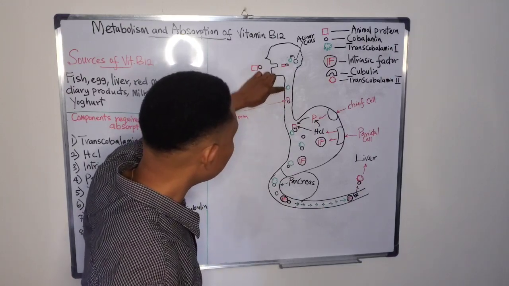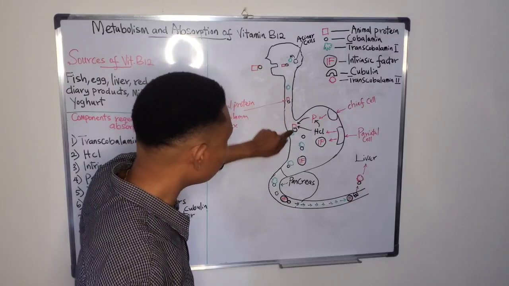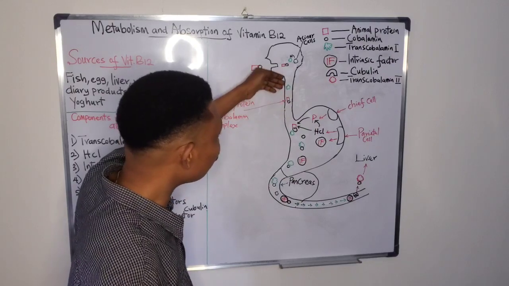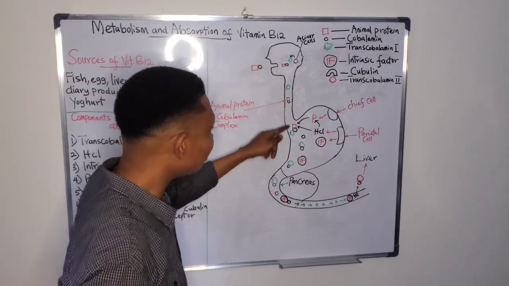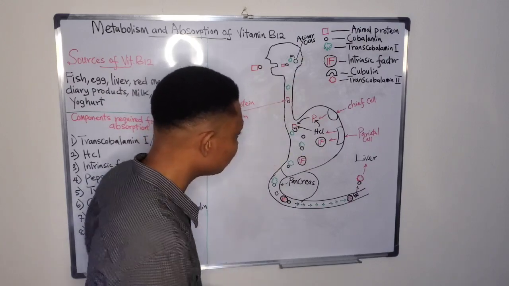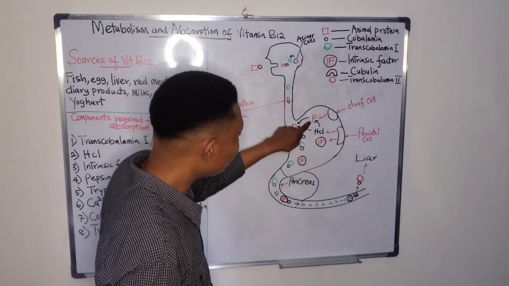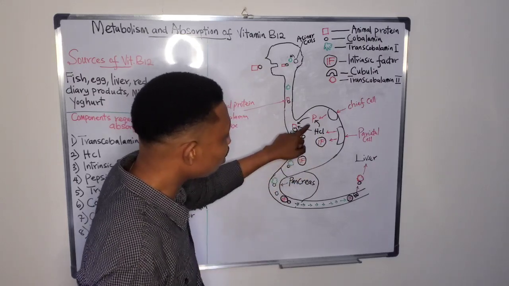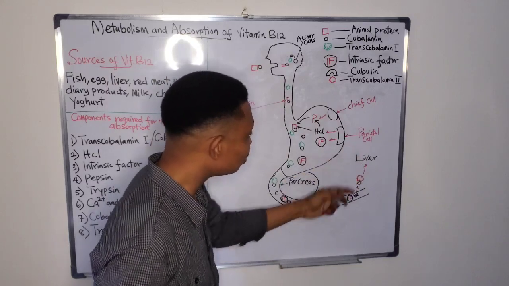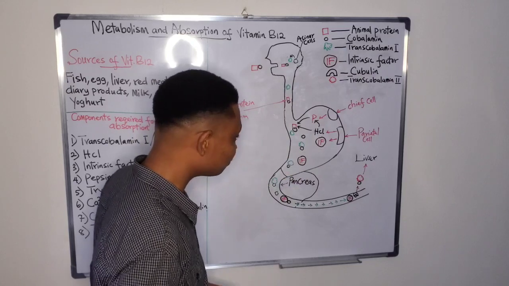So when this complex moves down through the esophagus, the transcobalamin 1 will follow it, will be going down with it. And then on getting to the stomach, this is the chief cell. The chief cell will secrete pepsinogen. So P represents pepsinogen. And then the parietal cell will secrete hydrochloric acid and intrinsic factor.